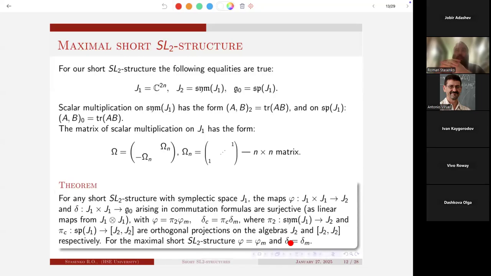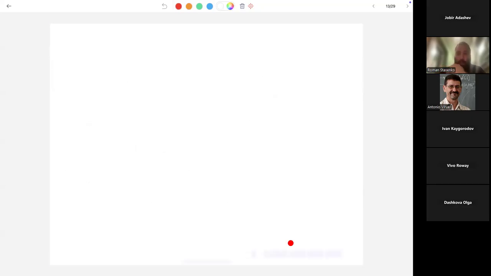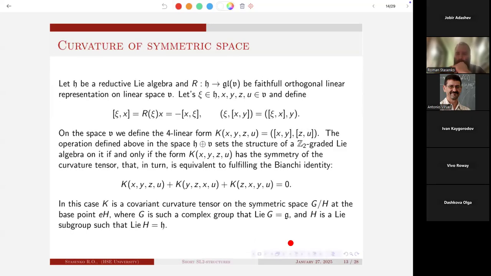As you can see in the previous case, when we talked about very short SL2 structures, or the construction of Tits-Kantor-Koecher, the one-to-one correspondence was between simple Jordan algebras and simple Lie algebras. And what is it in our case? So let us take one step away and talk about this in the future.